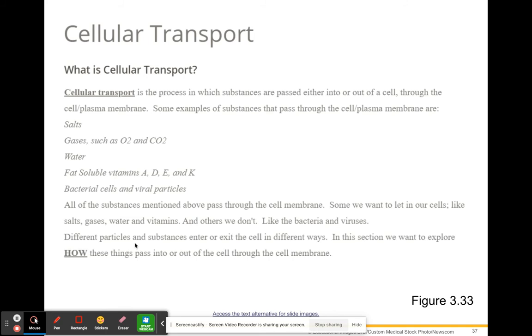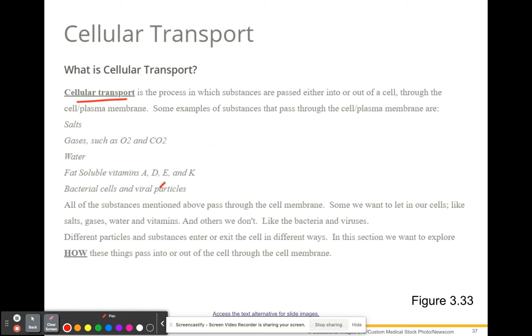Okay, that's it for organelles. The next thing we want to do is talk about transport. Transport is the process in which substances pass into or out of a cell. So that's why we're going with that topic now, right? We just talked about the membrane. Now we want to talk about how things get in and out of the membrane. The process of things going into or out of the membrane is called cellular transport, okay?